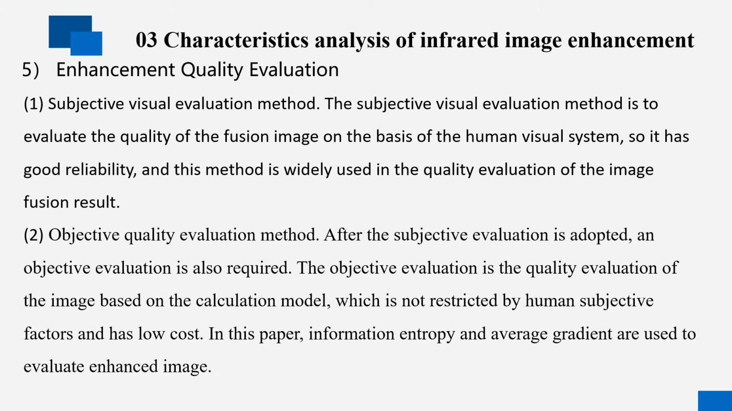It's time to move to enhancement quality evaluation. There are two methods used for enhancement quality evaluation. Number one is subjective visual evaluation, and the second one is objective quality evaluation. Subjective visual evaluation is entirely based on humans. Like if we have a result image, how good this image appears to a human. Objective quality evaluation is done on the basis of the visual evaluation method. In this paper, we talk about information entropy and average gradients to evaluate the enhanced image.